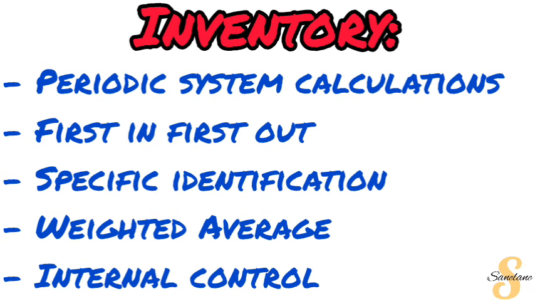What do I mean by those? Can you calculate cost of sales using the periodic system? Can you calculate the amount of closing stock using the periodic system? And that's where our inventory valuation methods come in. We have the first in first out method, so be able to calculate your closing stock using your first in first out method. Be able to do the same thing with the specific identification method as well as the weighted average method.